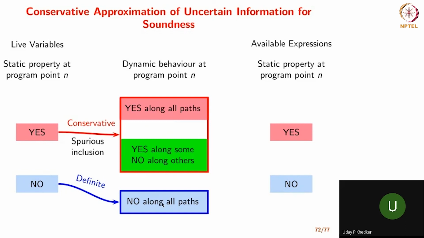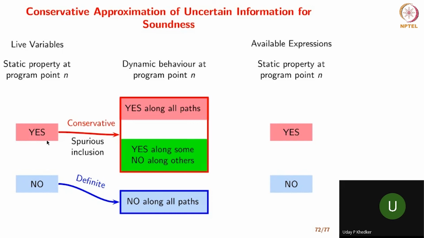Say no along all paths, or no along every path. Maybe I should use the word every path here. So this is the conservative information in case of live variables analysis, and this is the definite information. So this is how uncertain information has been modeled. Uncertain information has been conservatively approximated as yes in live variables analysis.